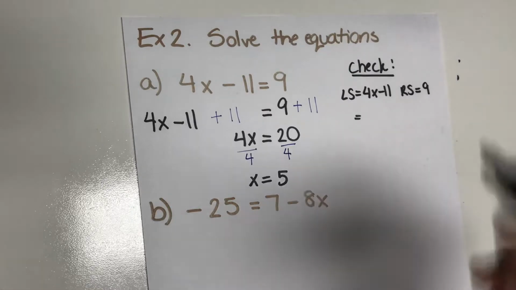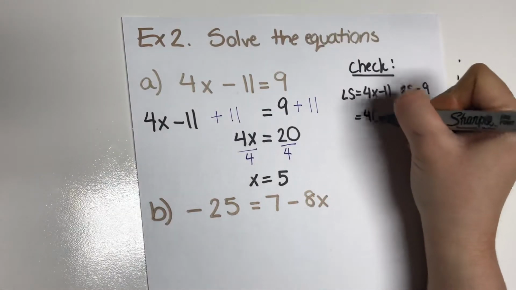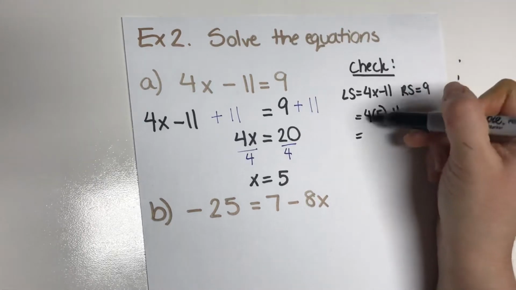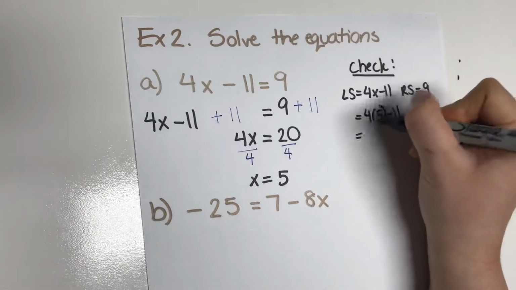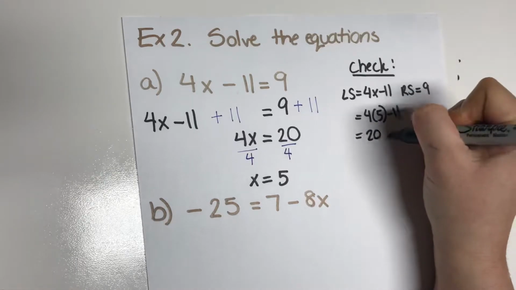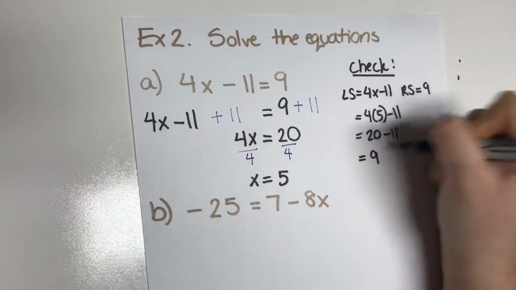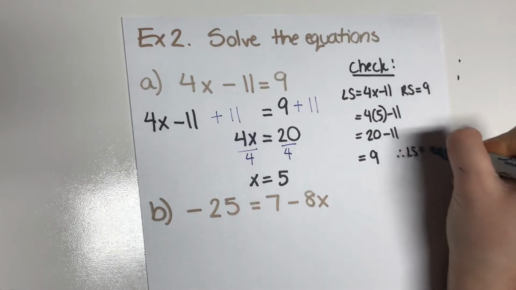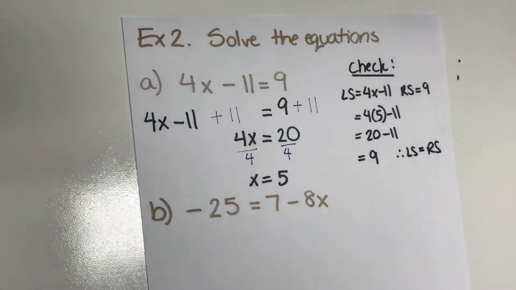In this case, the variable represents only one specific number. There's no other value that that variable can have except for 5. And I want to make sure that I did it right and that it's actually 5 and that I didn't make a mistake. So 4 times 5, BEDMAS, so if I'm going to do that first, gives me 20 minus 11, which is equal to 9. And that's what I have on the right side. So left side is equal to right side.